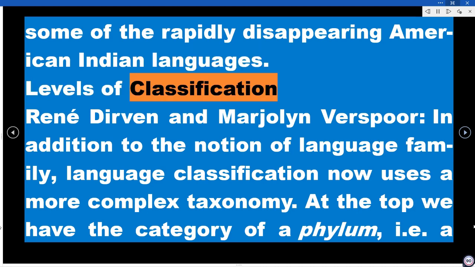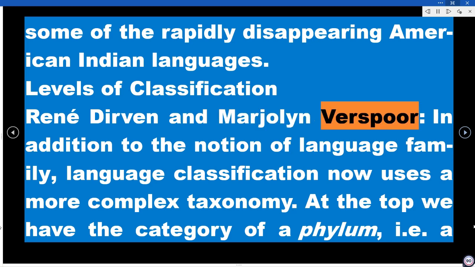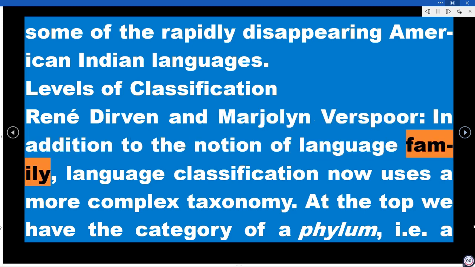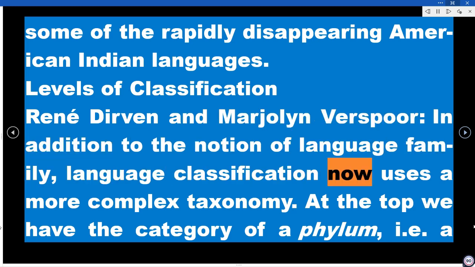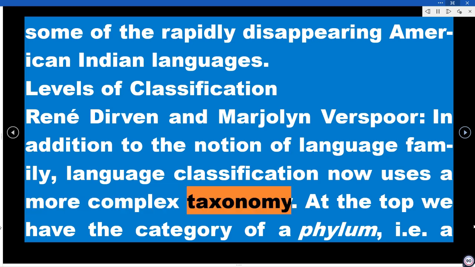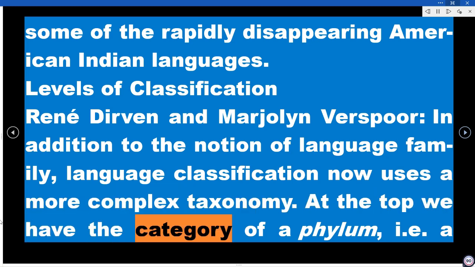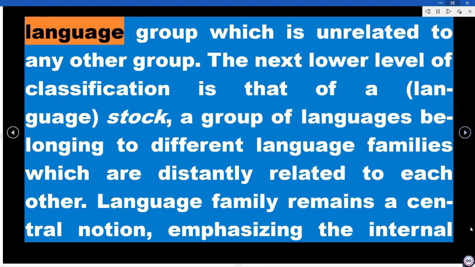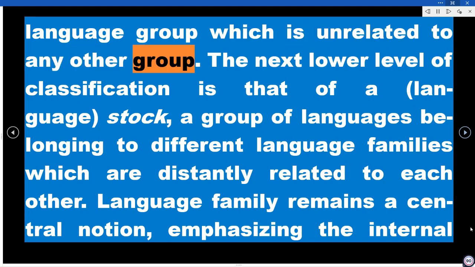Levels of classification. According to René Dirven and Marjolijn Verspoor, in addition to the notion of language family, language classification now uses a more complex taxonomy. At the top we have the category of a phylum, i.e. a language group which is unrelated to any other group.